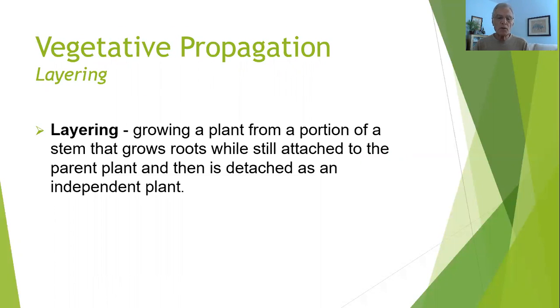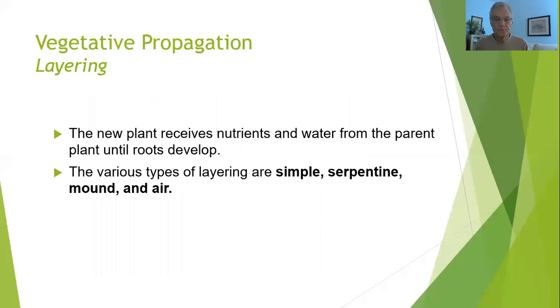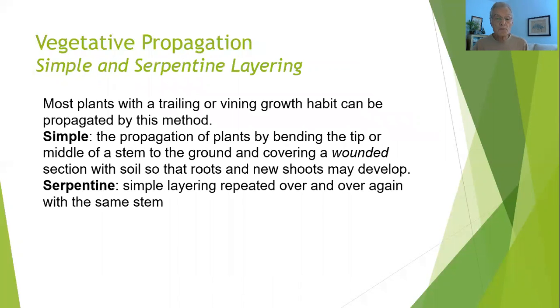So layering is growing a plant from a portion of the stem that grows roots while still attached to the parent plant, and then is detached as an independent plant. The new plant receives nutrients and water from the parent plant until the roots develop. The various types of layering are simple, serpentine, mound, and air, and we're going to take a look at each one of those. The simple and serpentine layering, well, for most plants with a trailing or vining growth, any vine that you can think of, can be propagated by this method.